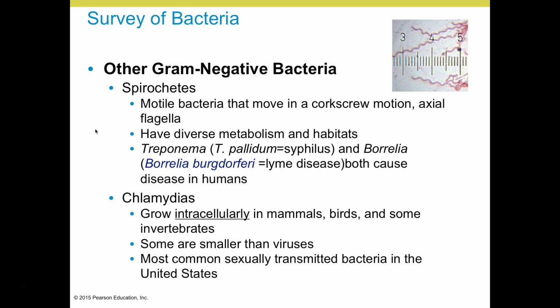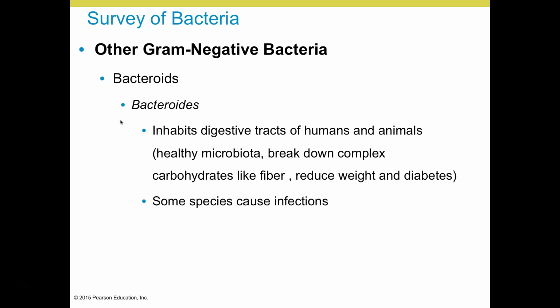Your spirochetes, these are motile, meaning they can actually move. Here's also your chlamydias. Again, like I mentioned to you earlier, it's the most common STD bacteria, not only in the United States but worldwide. Your bacteroids, they're actually probiotic bacteria because they're good for your digestive tract. They help us digest food. However, they can cause infections only when we have another type of illness, meaning that your immune system is low.